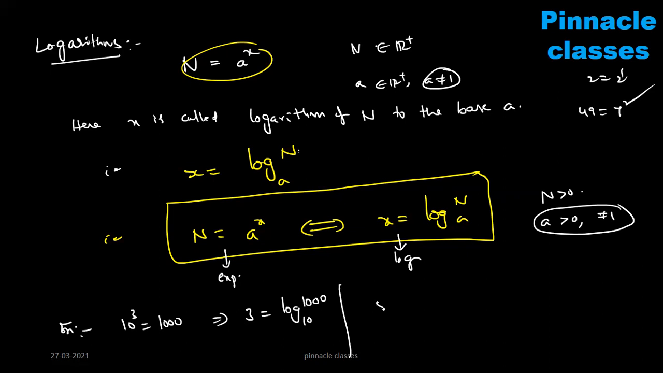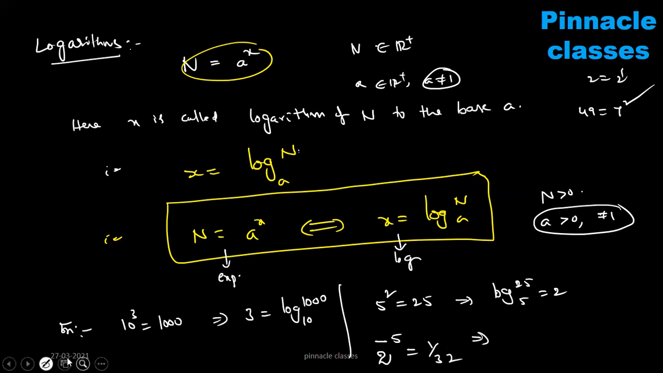One more example. 5 square is equal to 25. Log 25 to the base 5 is equal to 2. Another example: 2 power minus 5. How much? 1 by 32. How to write this in the format? Example 1, 2, 3. How to write? Minus 5 is equal to logarithm of 1 by 32 to the base 2. That is the meaning.